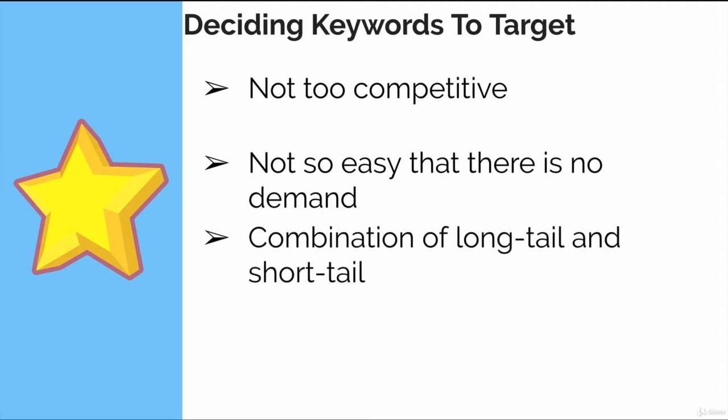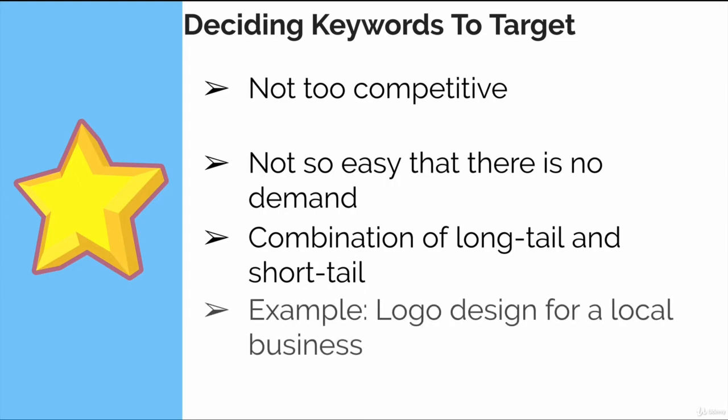Then you want to use a combination of long tail and short tail keywords. Long tail means a longer phrase, and short tail means a shorter phrase, in the same gig title. So for example, a gig title can be "logo design for a local business." This has the words logo design. That's the short tail, a very competitive keyword that you would hope to rank for one day.